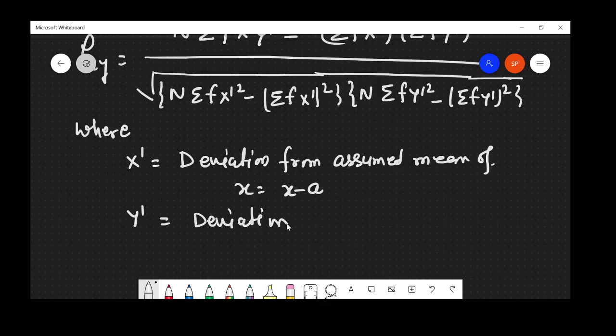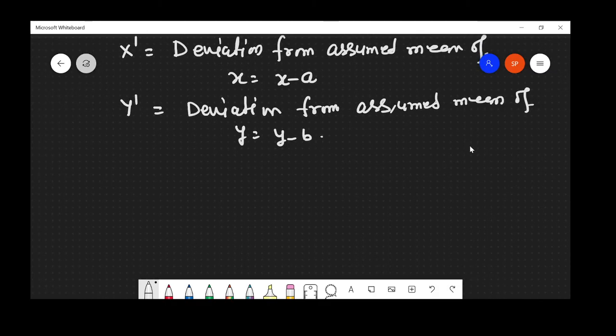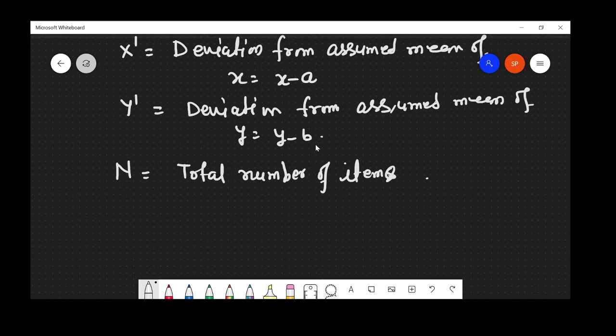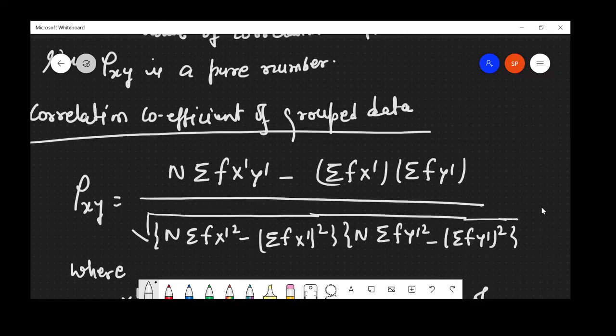Deviation from the assumed mean of y is equal to y minus b. And capital N is the total number of items. So these are the formulas and methods of calculation of the correlation coefficient.